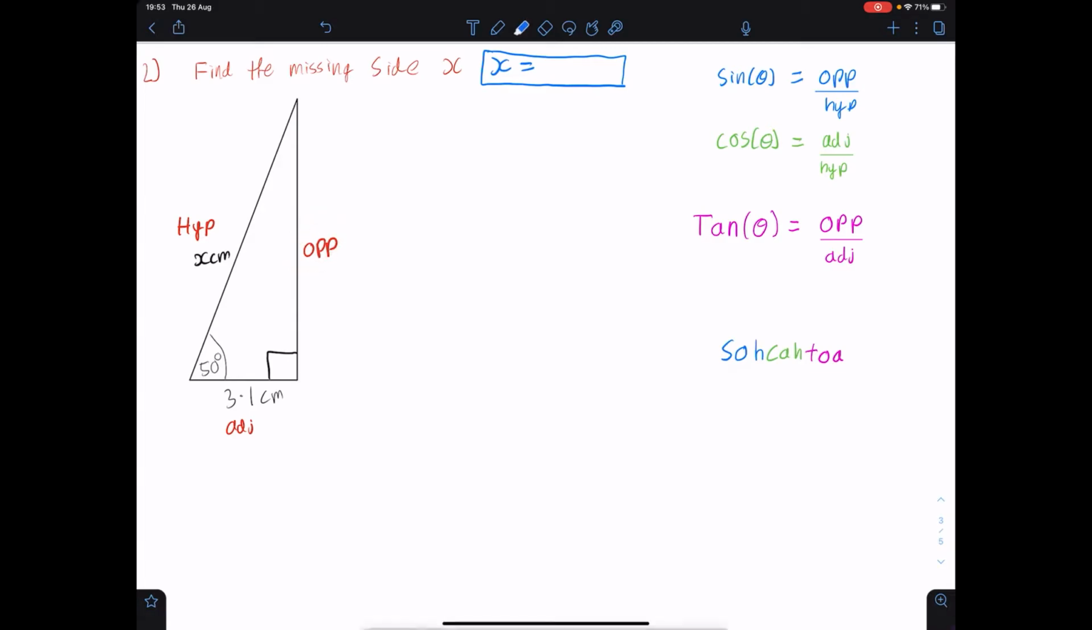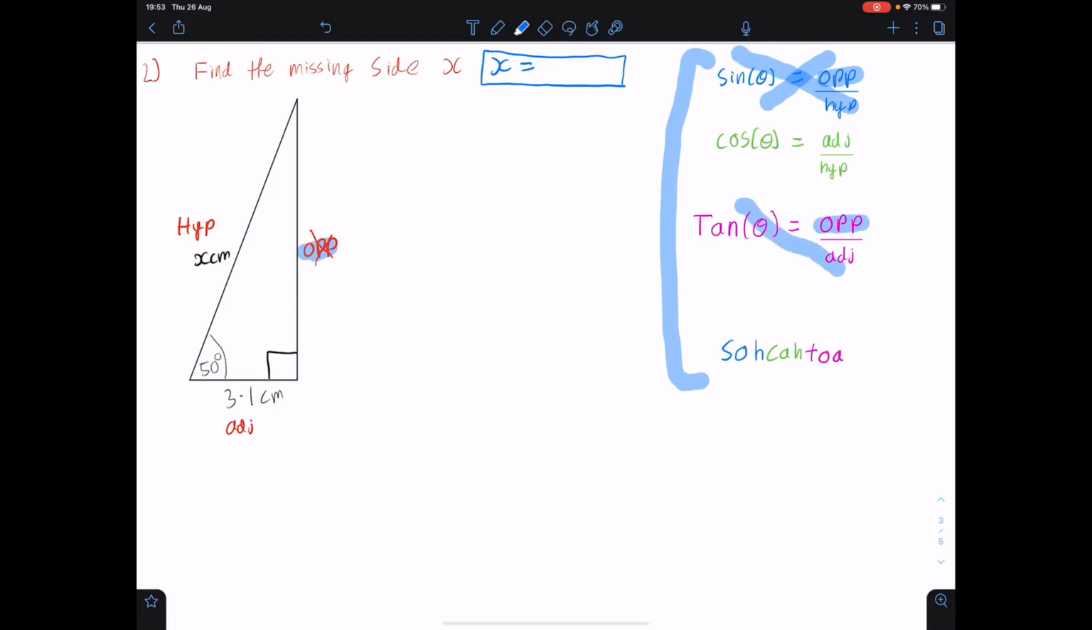So what we need to do yet again is go to our trigonometric ratios and look at all of the ratios which involve the opposite side, and we want to get rid of these ratios. So the sine trigonometric ratio contains the opposite side, so we get rid of that. And the tangent trigonometric ratio contains the opposite side, so we get rid of that. And we are left with the cos trigonometric ratio, which does not involve the opposite side.